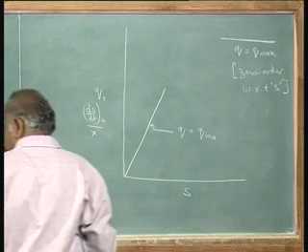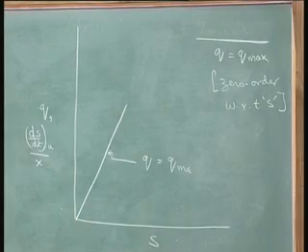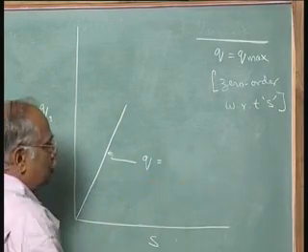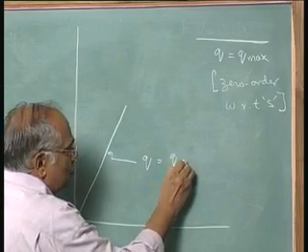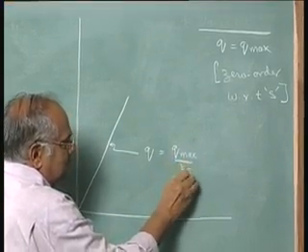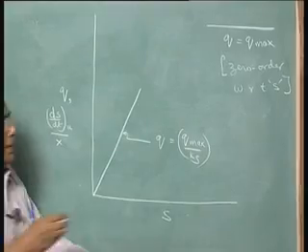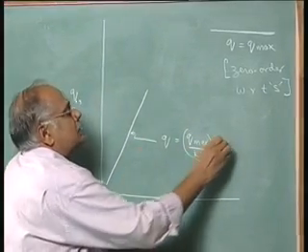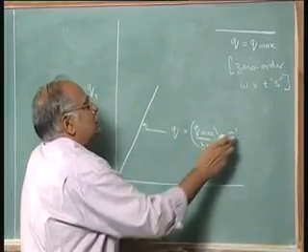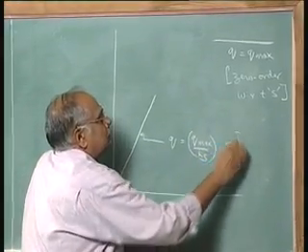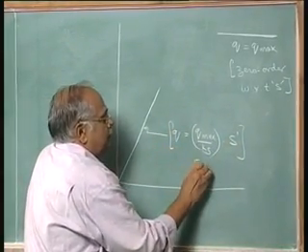Not Q max, now I have to write it as K max, or I can write it as Q max over Ks, Q max over Ks into S. So this is S to the power of 1. So this is a first order equation, first order.